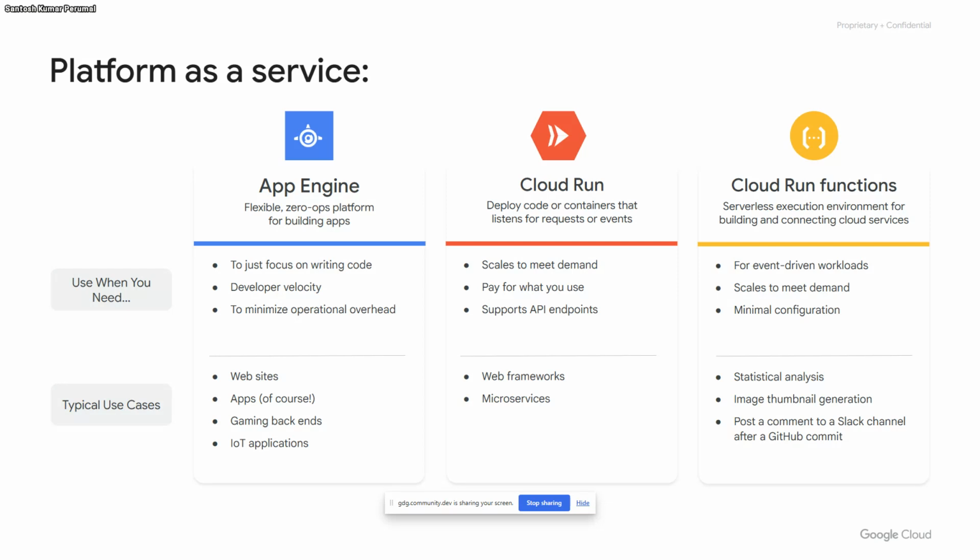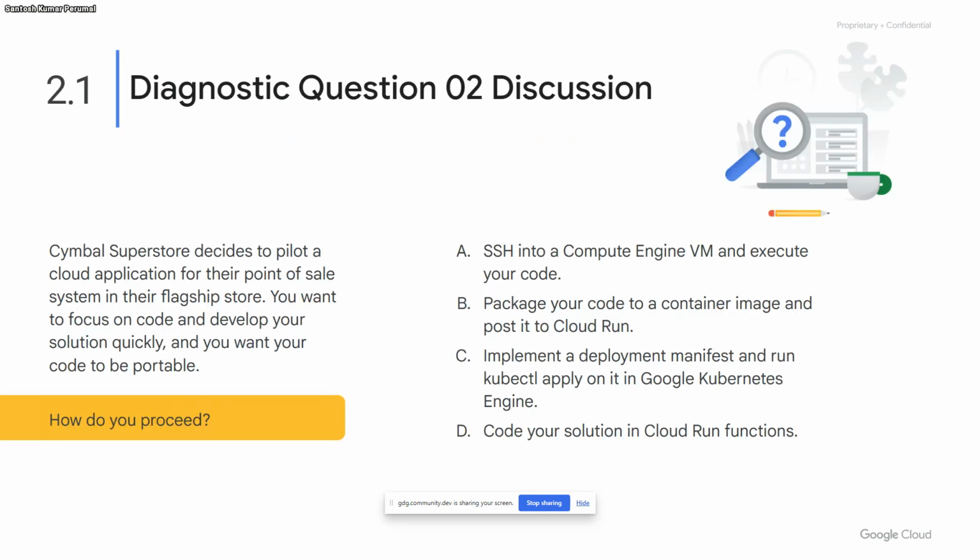So you just need to keep in mind that whenever it comes to serverless, the options vary from App Engine to Cloud Run functions. Yeah. So let's see some questions on this. Symbol Superstore decides to pilot a cloud application for their point of sale system in the flagship store. You want to focus on code and develop your solution quickly, and you want your code to be portable.